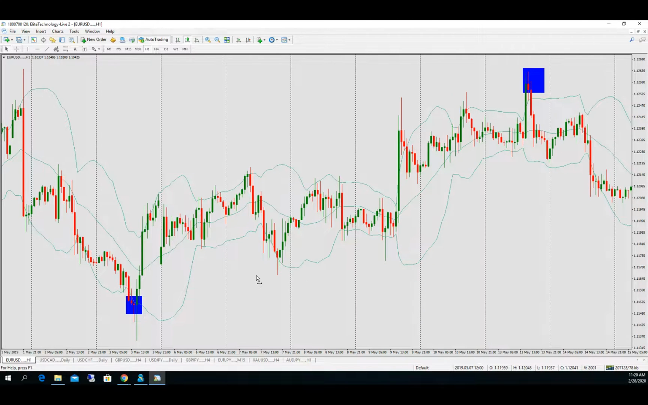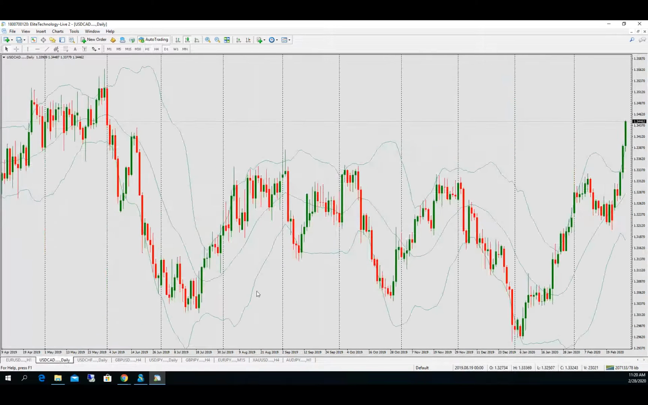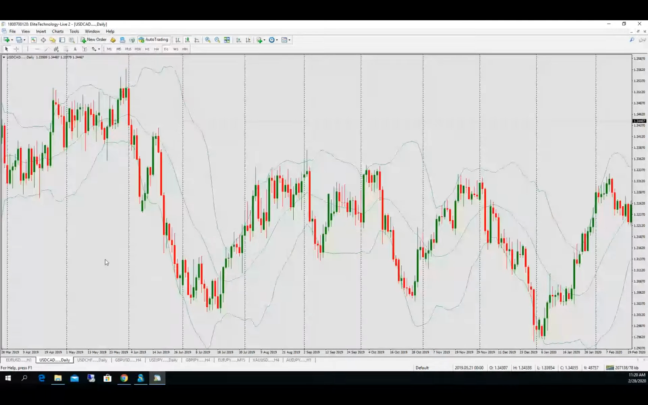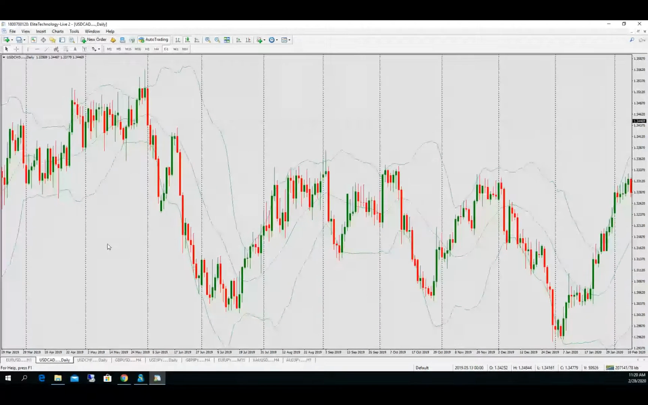Okay, let's see another asset. Let's take a look at the US dollar Canadian. This is the daily chart, and it's the same situation. I will wait and look for a candle whose whole body ended outside the Bollinger Band, in this case outside the upper Bollinger Band. I will sell at the next opening candle and manage the position again. So this one is a great opportunity for a sell position.